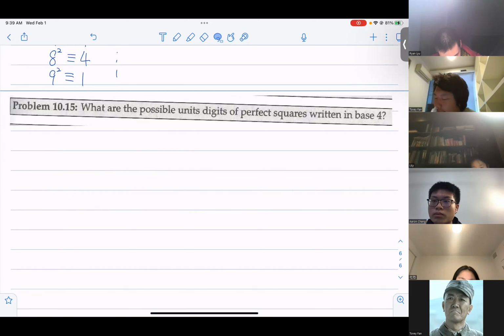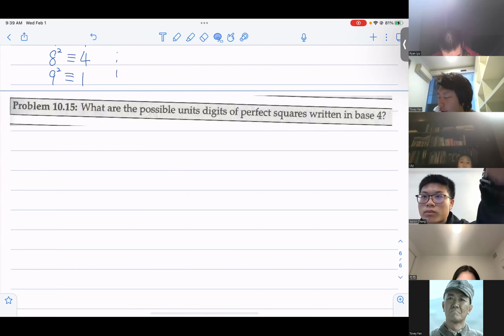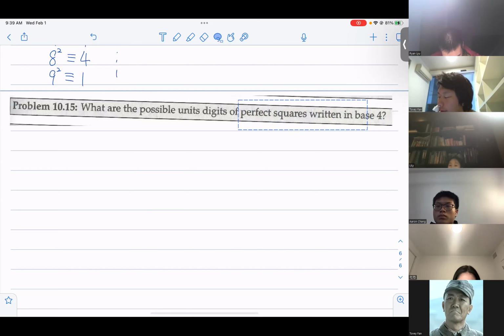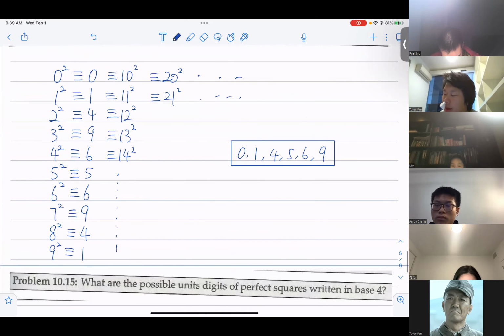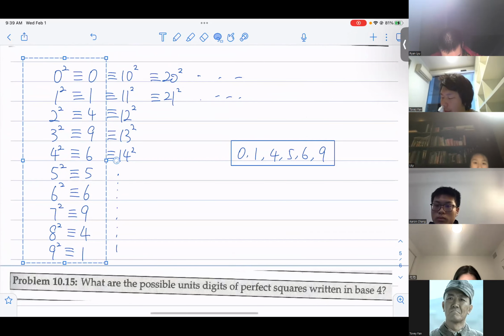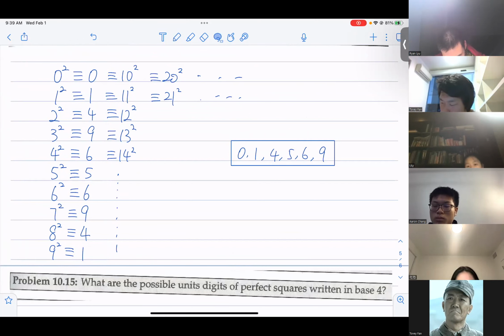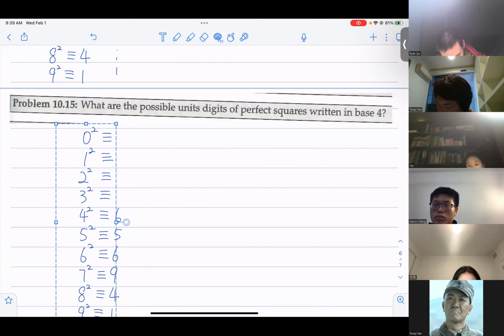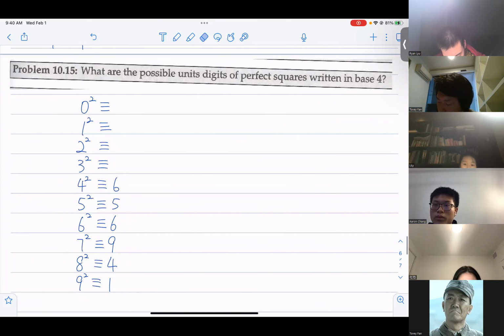Sorry. So it's asking, what are the possible unit digits of perfect squares written in base 4? So we're gonna first write our perfect squares in base 4 and then find the unit digit. Not just the unit digit here, but actually all of these perfect squares in base 4. Okay, I made a mistake. Here, let's put this down. So what it is asking is that we're gonna first convert all of these numbers into base 4, and then we just look at their unit digit. Okay. Sorry, I read the question wrong.